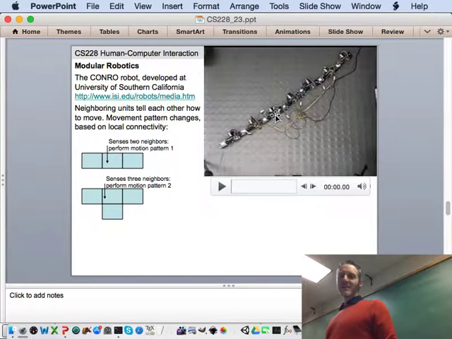So an element in the middle here has how many neighbors? 2. This unit here has how many neighbors? 1. This unit has 1, right? So the two end pieces, whatever they're going to do, they're going to move differently than the interior pieces, all of which have 2 neighbors.